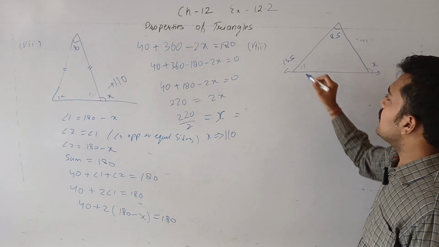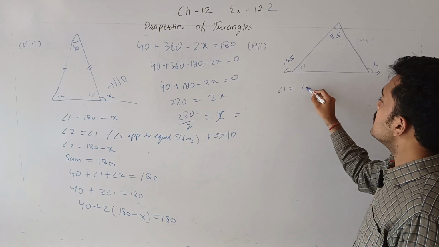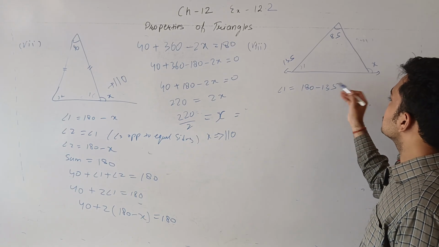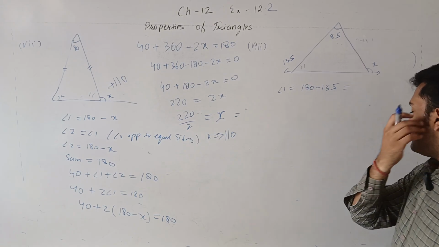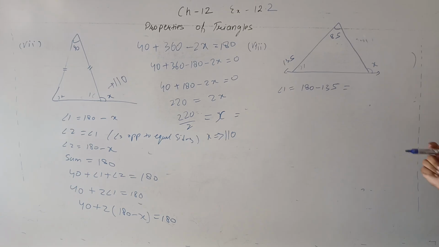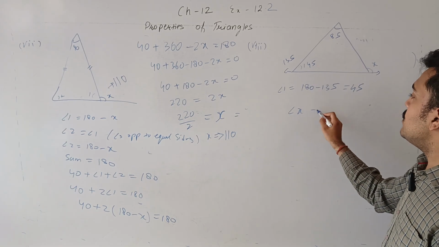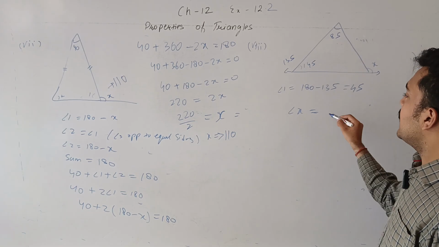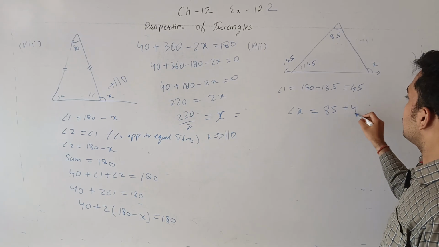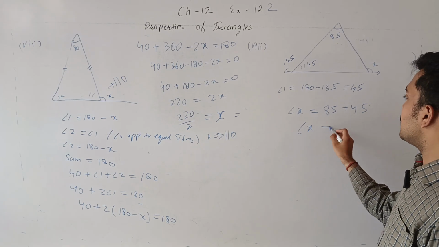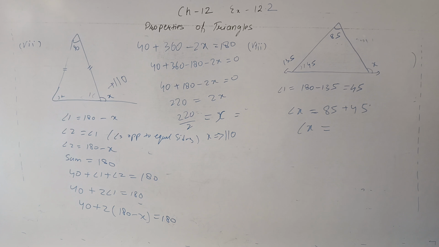So let this be angle 1. Angle 1 is equal to 180 minus 135, which is equal to 45. So this angle is equal to 45. Angle X is the sum of the opposite interior angles, meaning 85 plus 45. So angle X comes out to be 130.